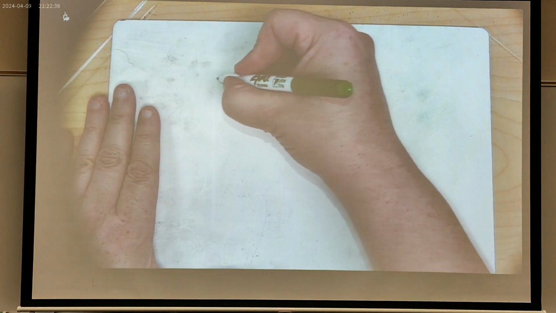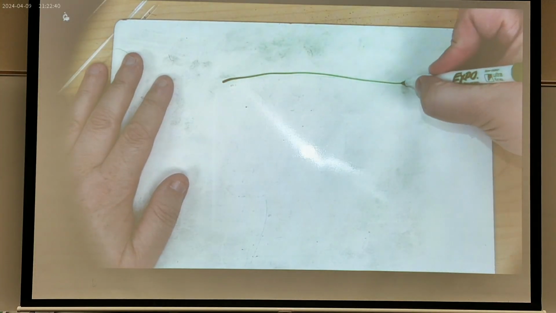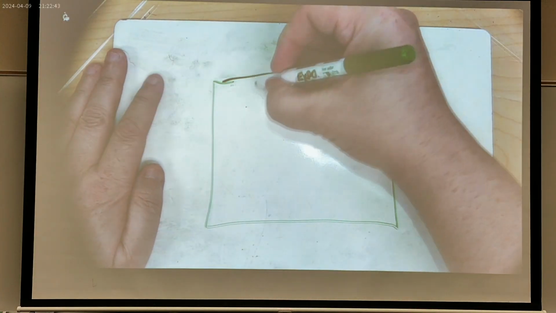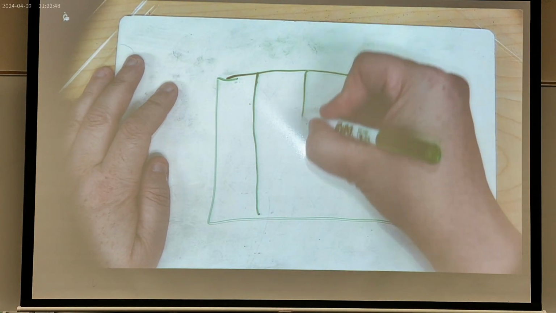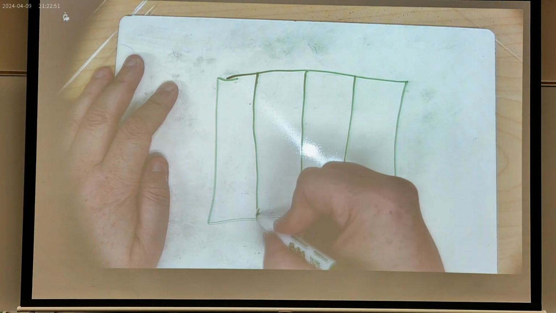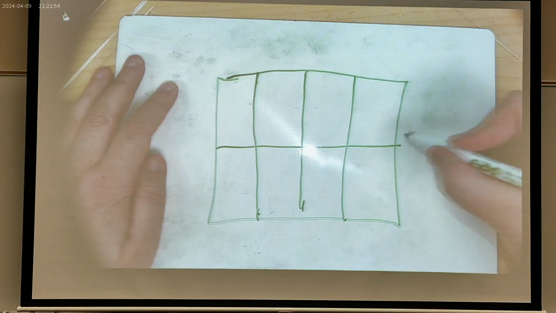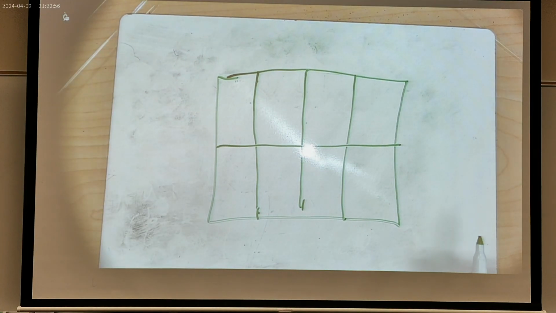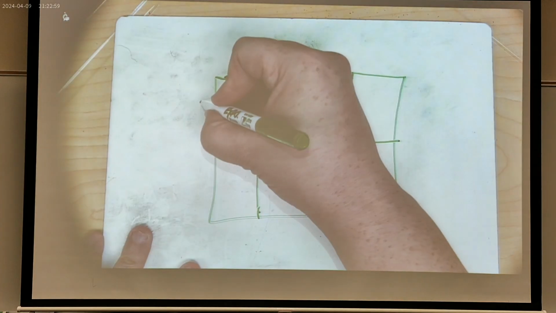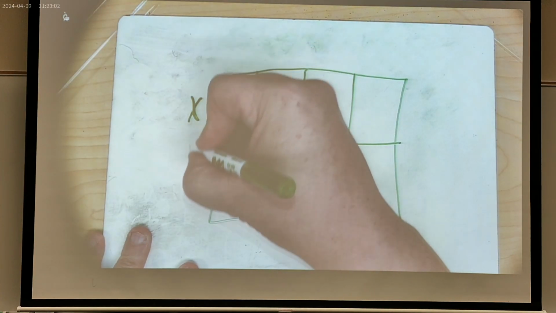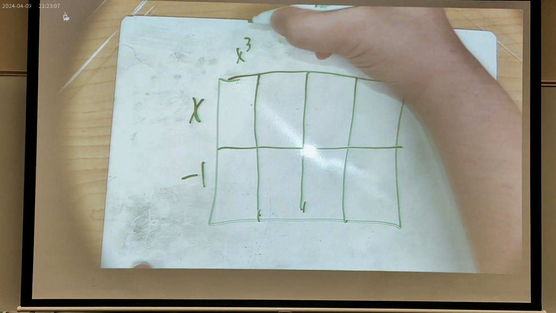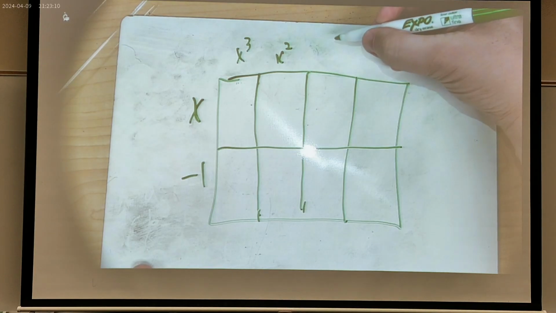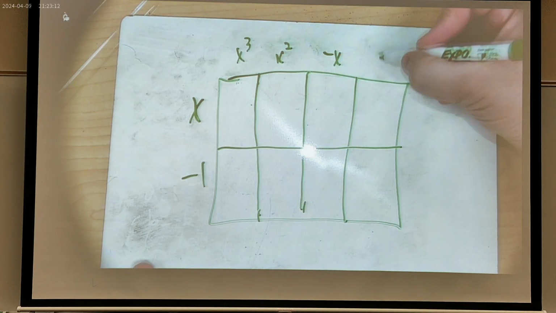So this next one is, all right, next one. So I've got 1, 2, 3, 4. Ooh, all right. I know, right? I've got 4 terms now. So even though I've got 4 terms, the process is going to be exactly the same. So that gives me x to the third, x squared, negative x, 2.